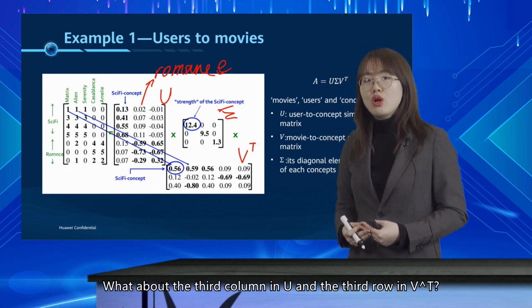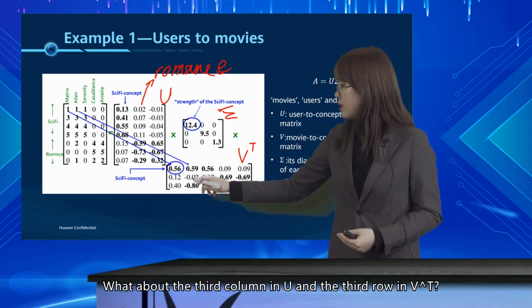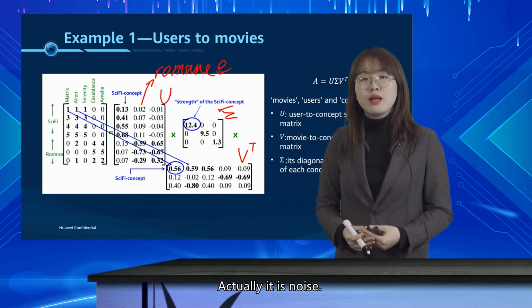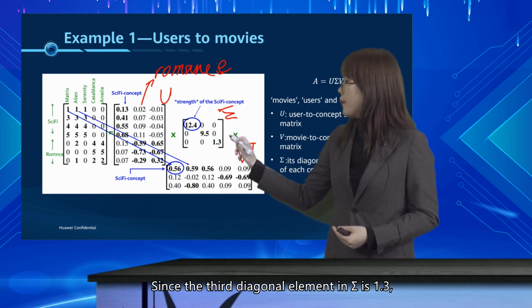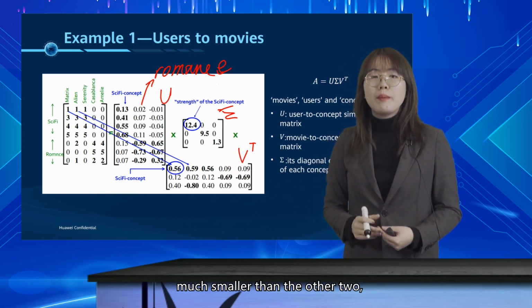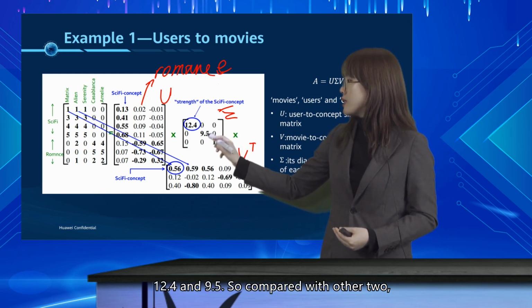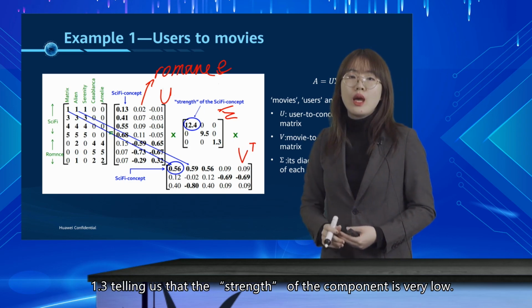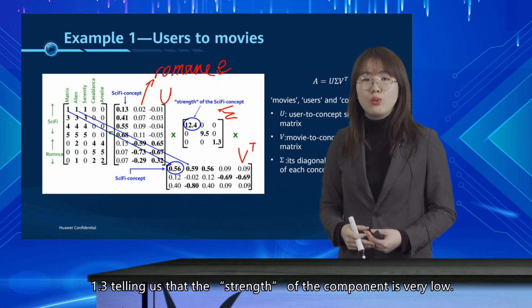What about the third column in U and third row in V transpose? Actually, it is noise, since the third diagonal element in sigma is 1.3, much smaller than the other two, 12.4 and 9.5. So, compared with the other two, 1.3 tells us that the strength of the component is very low.